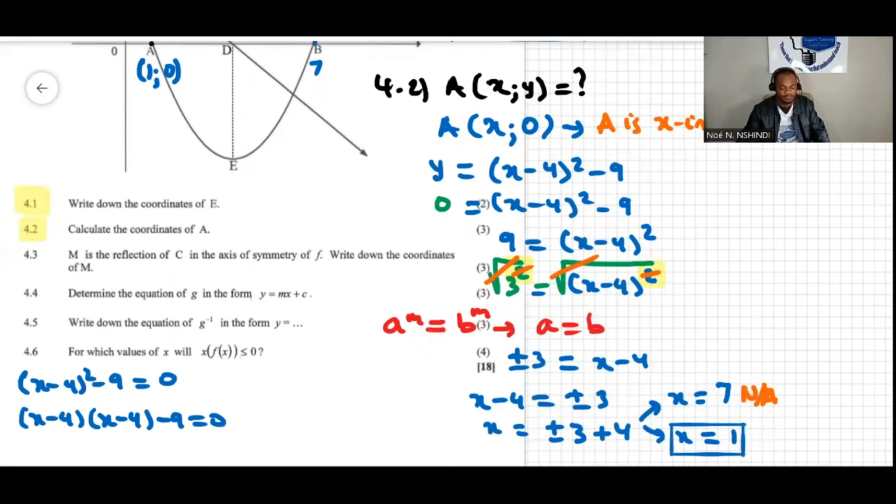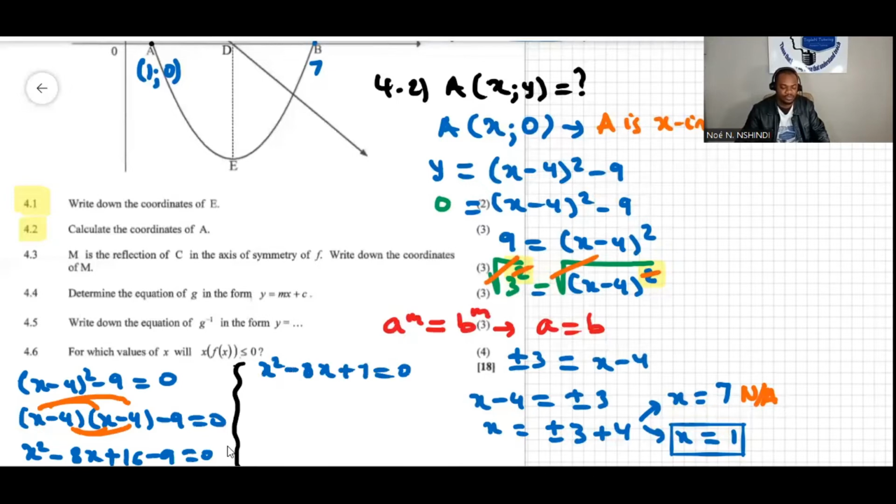And then if we do x times x, x times negative 4, negative 4 times x, negative 4 times negative 4, this will be x squared minus 8x, I simplify, plus 16 minus 9 equal to 0. 16 minus 9 is 7. So x squared minus 8x plus 7 equal to 0.